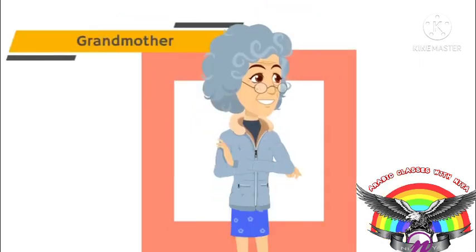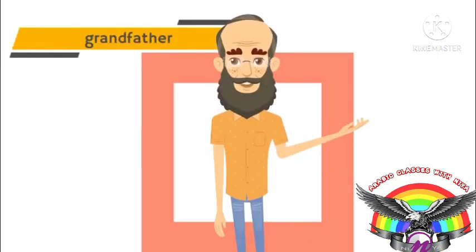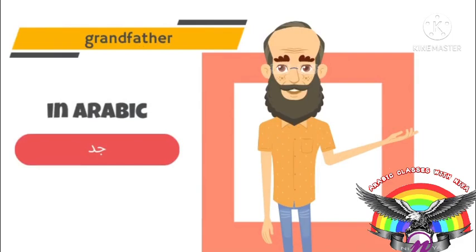Next we have grandmother. Do you know how to say grandmother in Arabic? Let's see how to say. So in Arabic it is known as jadda or jaddati. Jadda or jaddati. Now let's see how to say grandfather in Arabic. Are you ready to see that? It is very similar to grandmother. It is Jad or Jaddi. Let's repeat one more time.